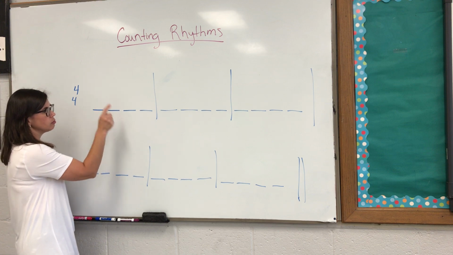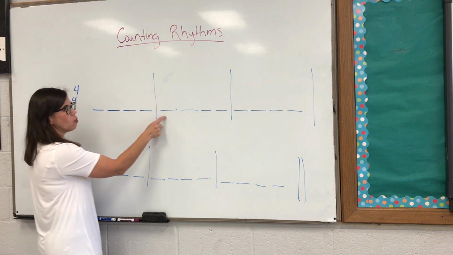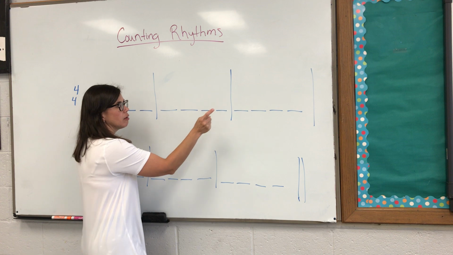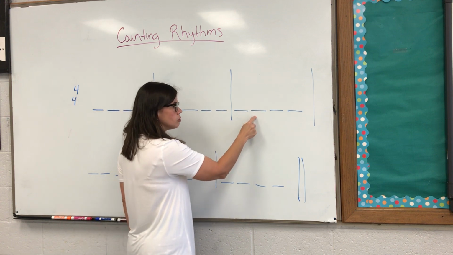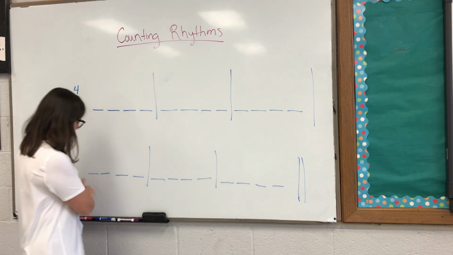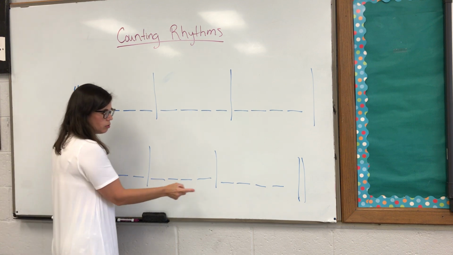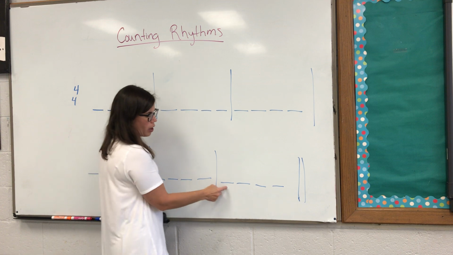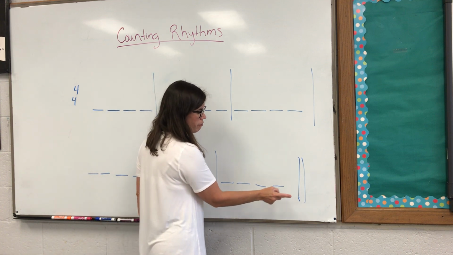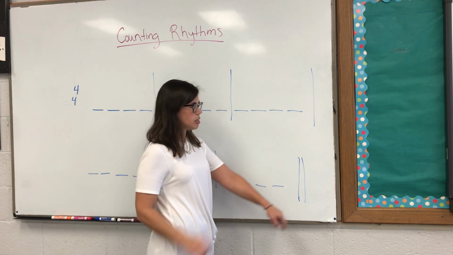1, 2, 3, 4. 1, 2, 3, 4. 1, 2, 3, 4. 1, 2, 3, 4. 1, 2, 3, 4. 1, 2, 3, 4. And then I stop because it's a double bar line.